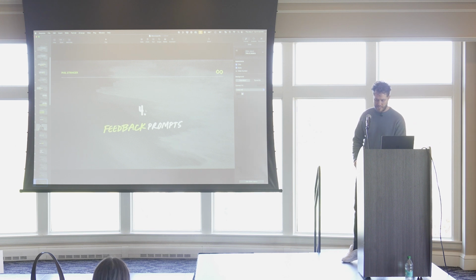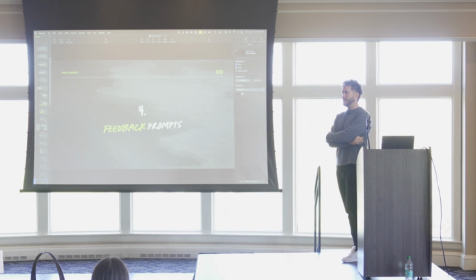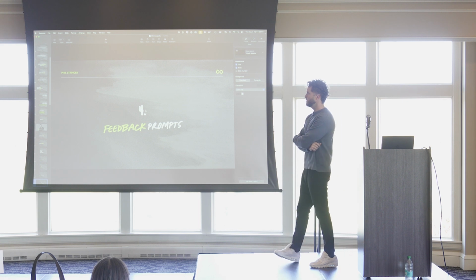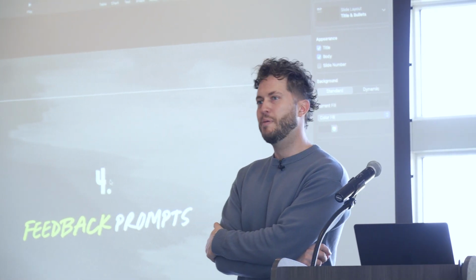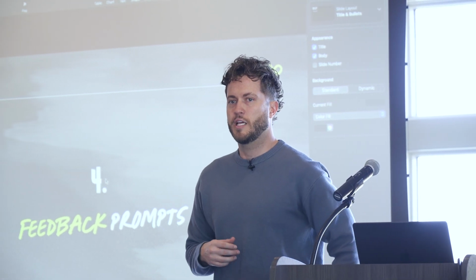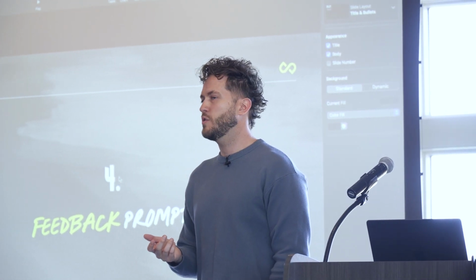Number 4 would be feedback prompts, and this would be asking it to give you feedback on things that you've done. So anything that you've written, you could paste in there and say, okay, give me some feedback on this. Or you could say, make this more professional. It'll give you feedback on grammar, on spelling, on punctuation. It can make things more concise for you. It can make things more detailed for you.